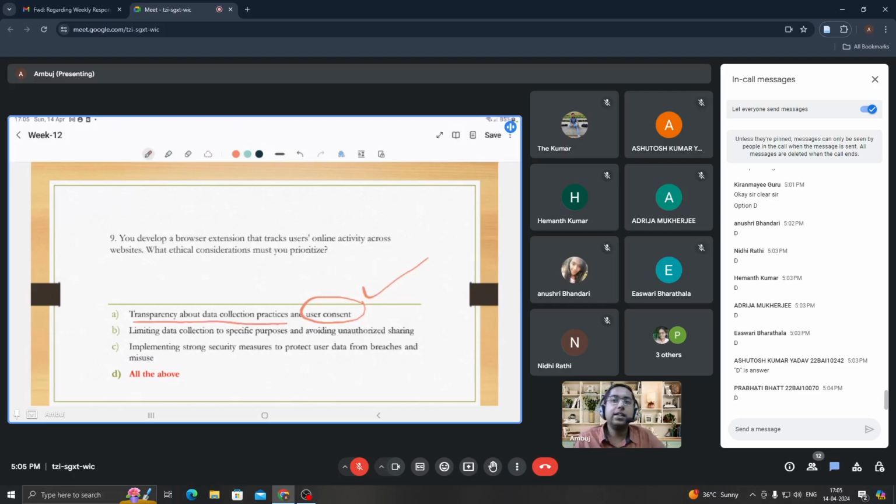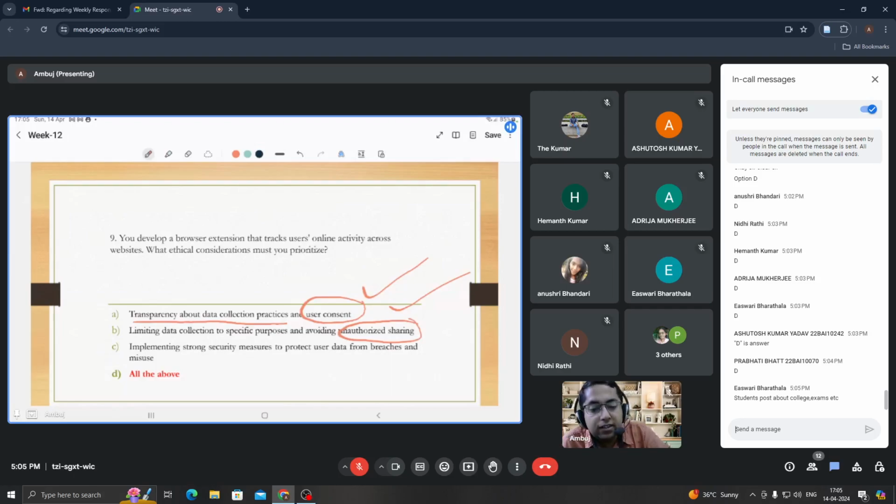Then limiting the data collection to specific purposes and avoiding unauthorized sharing. Definitely, before sharing you have to communicate with the users and take their consent. That I am sharing your information regarding the use of a particular website. Are you okay with it or not? You have to definitely confirm. Limiting data collection to specific purposes only.